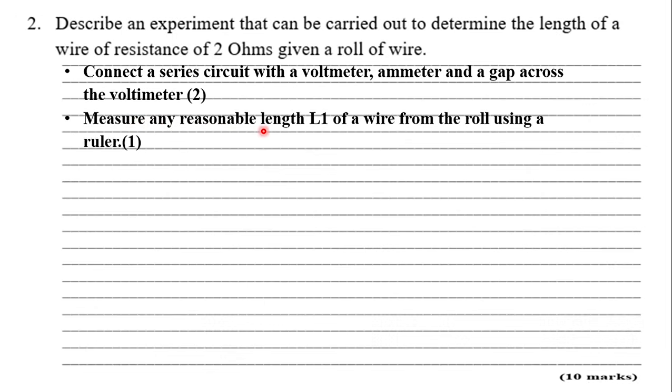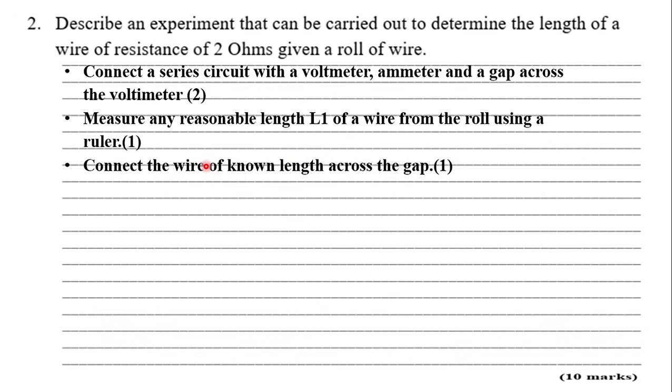Measure any reasonable length L1 of a wire from the row using a ruler. By saying measure any reasonable length, it can be 10 centimeters or let's say 30 centimeters, it's all up to you. Measure any reasonable length, call it L1, of a wire from the row using a ruler. Then connect that wire across the gap which you left there.